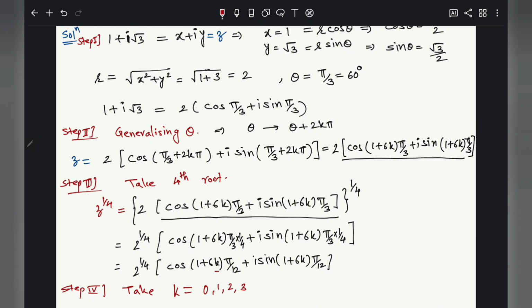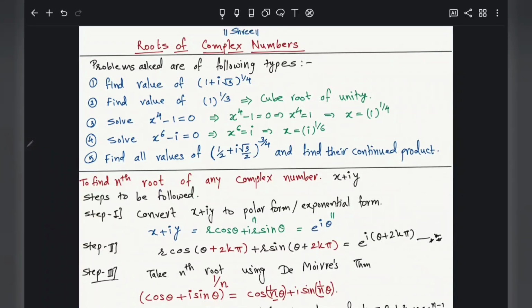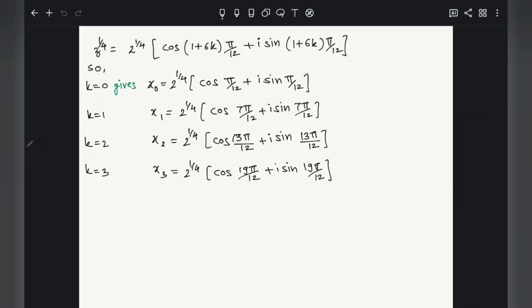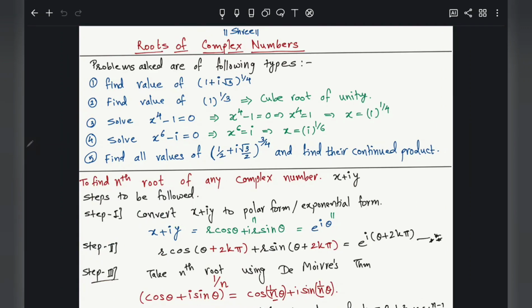So quickly we will note, and that's the answer. You can end your answer at this stage by just writing that k takes values 0, 1, 2, 3, or you can explicitly note the answers like you can see here we have noted. For k0 we will get this value, then k1, k2, k3. From k4 we will again start repeating. If we take k4 it will be the same value as we got in k0. So we just need to note the 4 different values. So that's it. That is the simple solution for the first problem that we have taken.